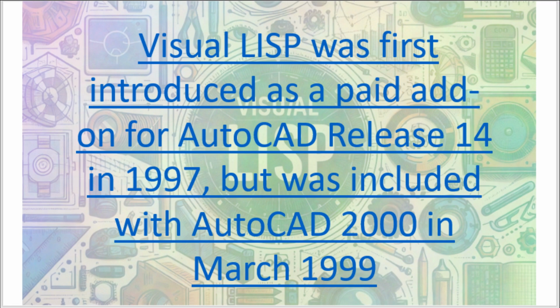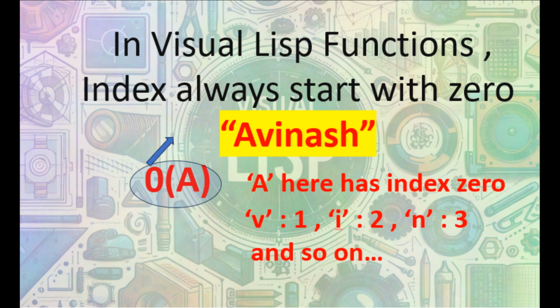A thing worth a note about vl-Lisp is that its first index of a string or array always starts with 0 and not 1, that is, in a string having value of Avinash, the first character A has index of 0 and not 1.